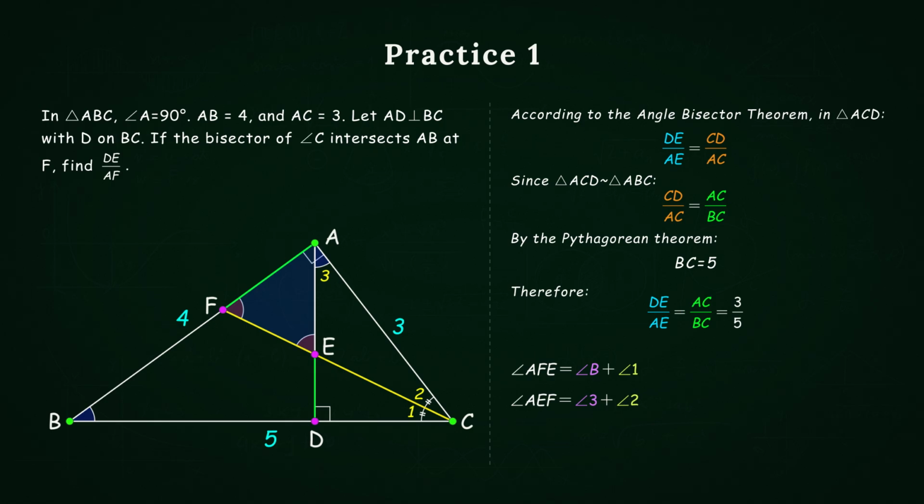Looking at these two expressions, angle 1 and angle 2 are equal because of the angle bisector. Angle B and angle 3 are also equal, as we already established that triangle ACD and triangle ABC are similar. Therefore, we can see that angle AFE and angle AEF are equal, meaning that this triangle is isosceles. So AE and AF are equal, and by substituting AE with AF, we can deduce that the ratio of DE to AF is also 3:5.